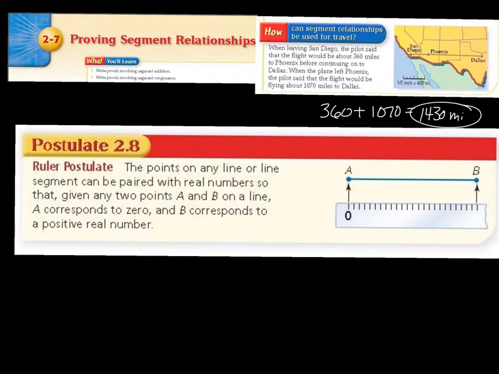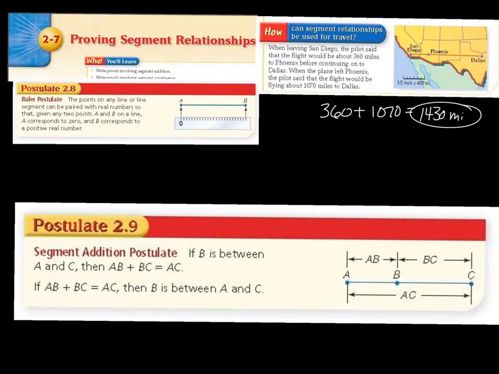They numbered the ruler postulate 2.8 in this textbook. The ruler postulate states the points on any line or line segment can be paired with real numbers so that given any 2 points, A and B on a line, A corresponds to 0 and B corresponds to a positive real number. The postulate number 2.9 in this book is the segment addition postulate. It states if B is between A and C, then AB plus BC equals AC. If AB plus BC equals AC, then B is between A and C. That's the converse of the original statement.